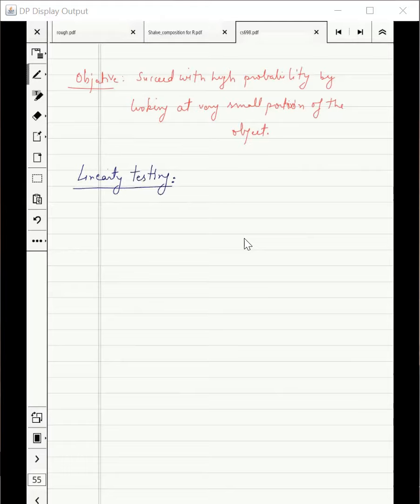So at least the high level idea of property testing is clear. Questions?